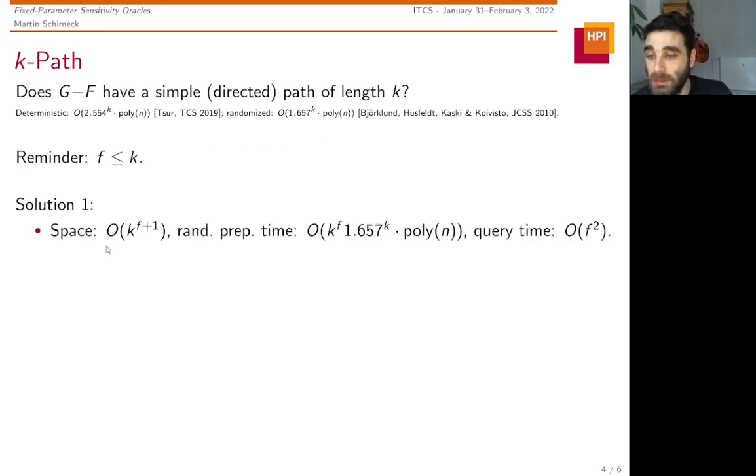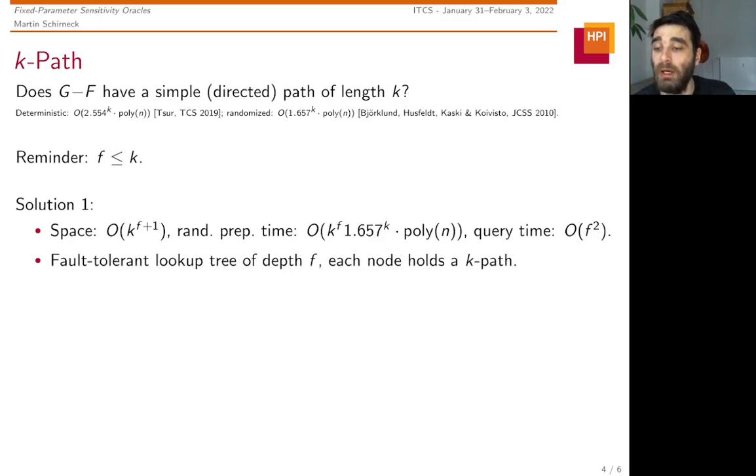In our first solution, we get space k^(f+1) with a randomized preprocessing of k^f times this 1.657^k times polynomial. But at least we get a super fast query time of f², again independent of k and of the graph size. We obtain this by using a fault-tolerant lookup tree of depth f, where each of these nodes holds a k-path. So this is essentially k^f plus 1 times k, which is the size of that k-path.